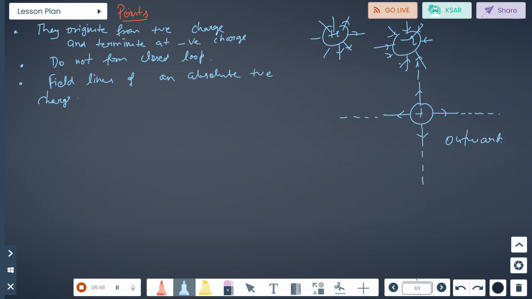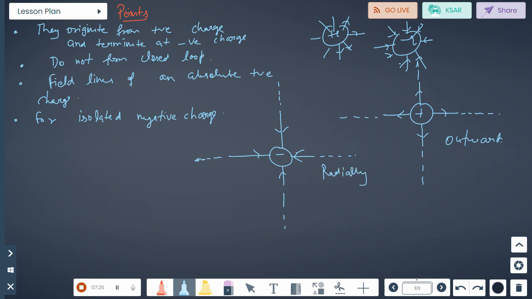Next, for an isolated negative charge, the lines come from infinity. It is radially inward. Radially inward.